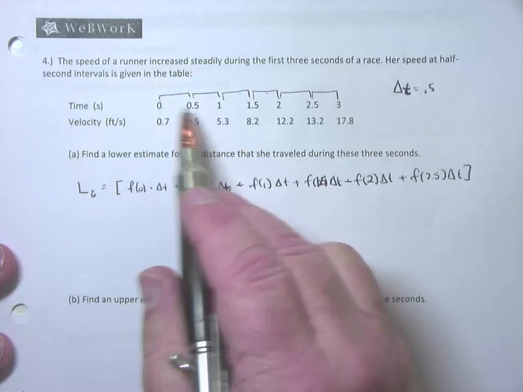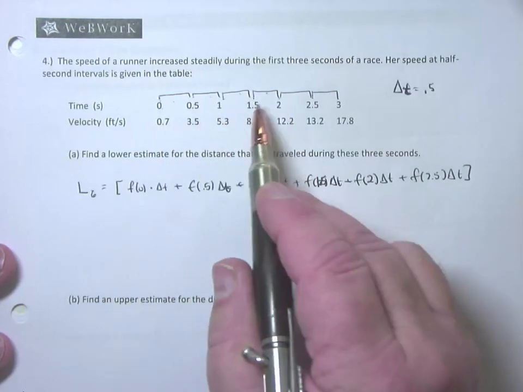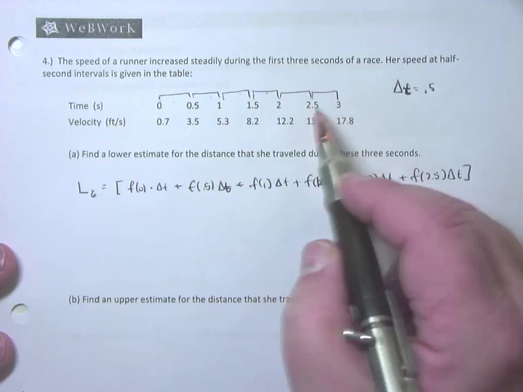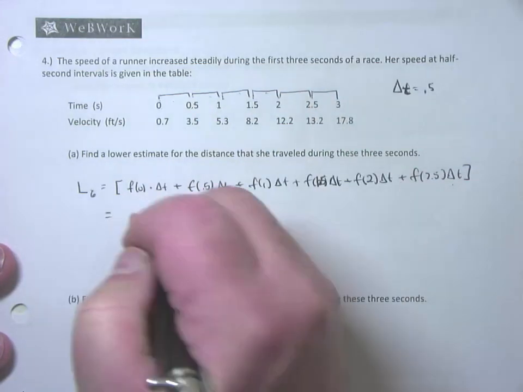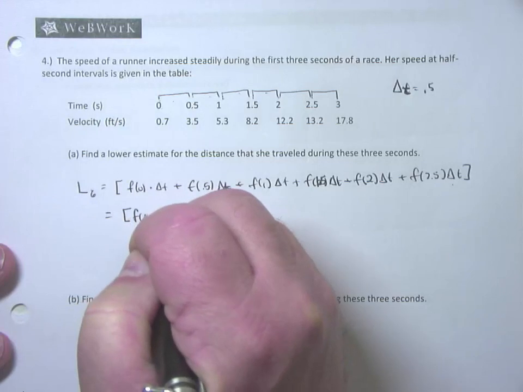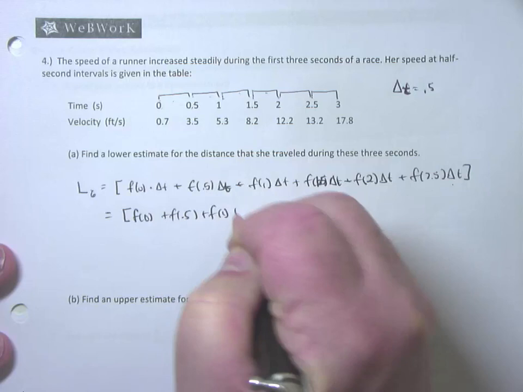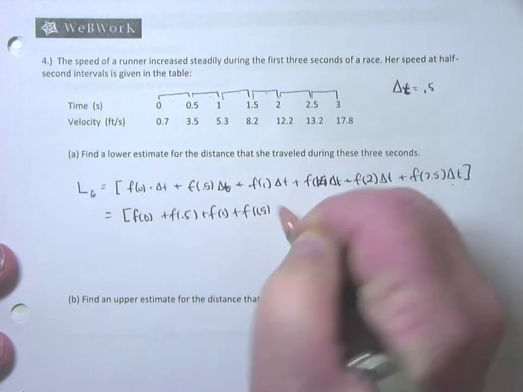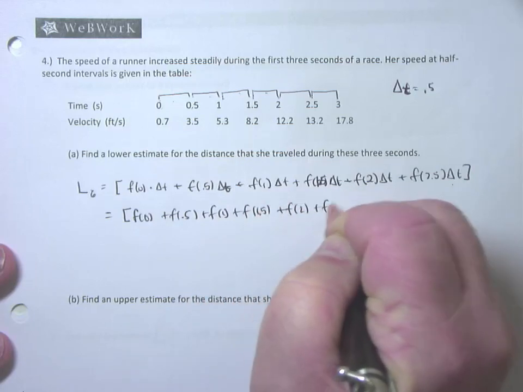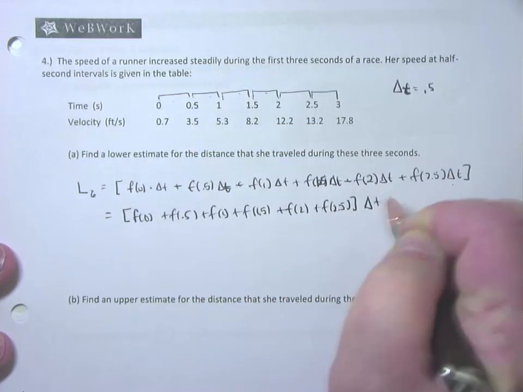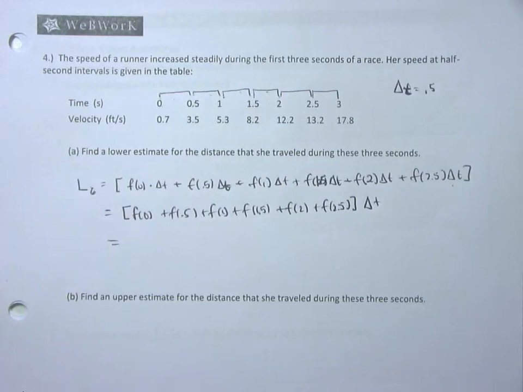The point on the left is 0, then 0.5, then 1, then 1.5, then 2, then 2.5, and that was my last partition. They all have delta t in common, so this would be f of 0 plus f of 0.5 plus f of 1 plus f of 1.5 plus f of 2 plus f of 2.5, times your delta t. But this time, they didn't give you a function. This WebWork loves to do this kind of thing to you guys.